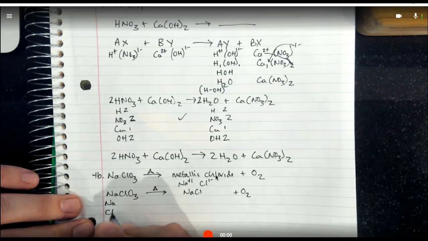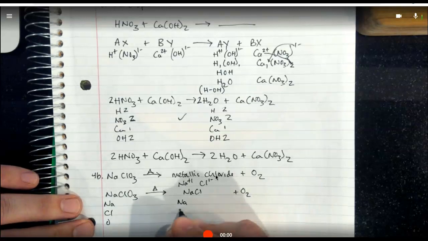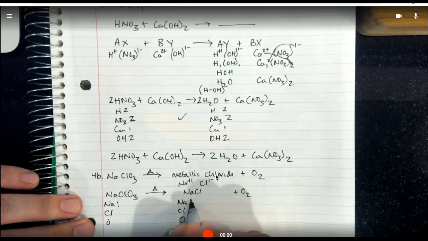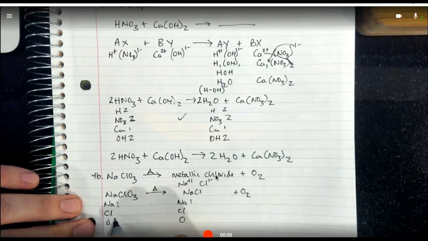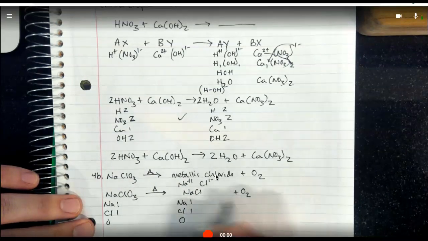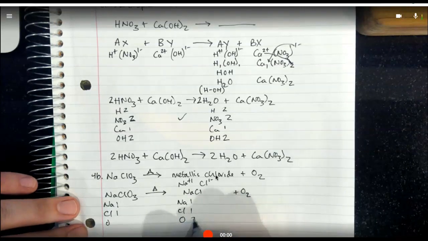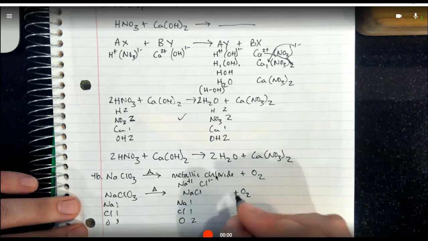So we got sodium, chlorine, oxygen, sodium, chlorine, oxygen. We have 1 sodium, 1 chlorine, 1 sodium, 1 chlorine. Okay, so now we have oxygen. We got 3 on this side, 2 on this side. Those aren't equal, so we need to balance these out somehow.